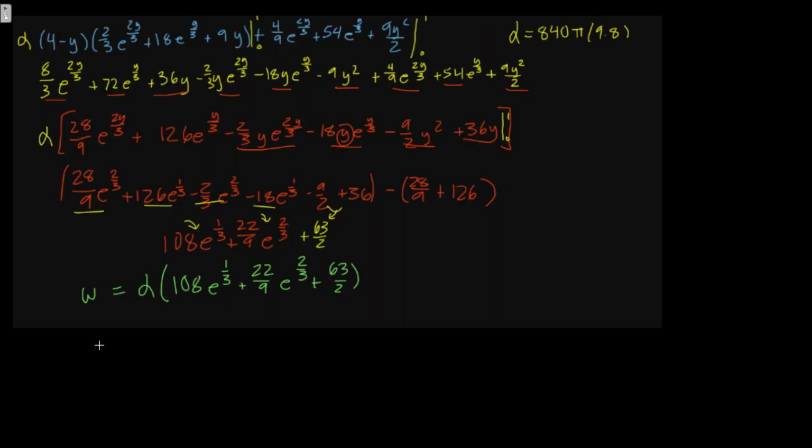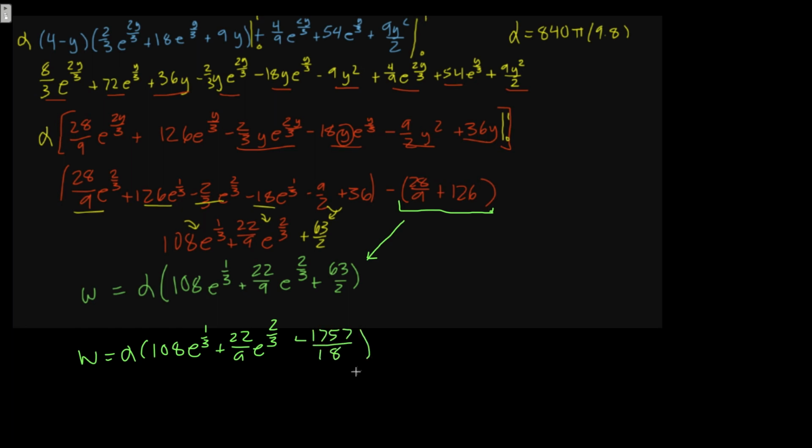Okay, so I was editing this video, and I realized that I failed to include this number right here in our final expression for work. So I'm going to go ahead and rewrite this with that value in mind. So we're going to have that work equals alpha times 108 e to the 1/3 plus 22 over 9 e to the 2/3 plus, actually in this case it's going to be minus 1757 over 18.